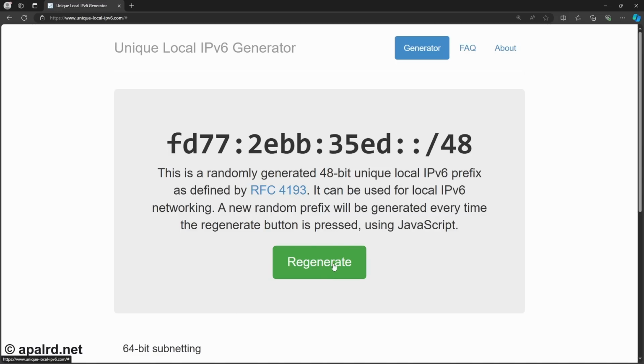To properly use the ULA space, you have to randomly generate a 48-bit prefix that starts with FD. And then within this 48-bit prefix, you can do whatever you want. You can make /64 subnets, you can use it across multiple sites, you can use it on just one site and make new ones each time. You're not supposed to assign them sequentially, you're supposed to generate a new random one each time.